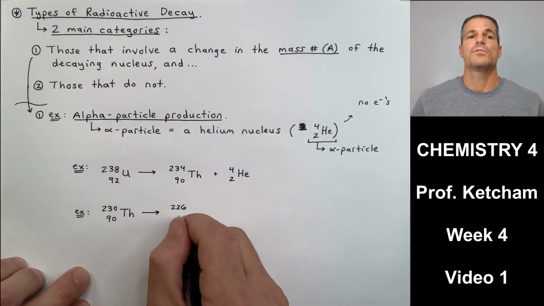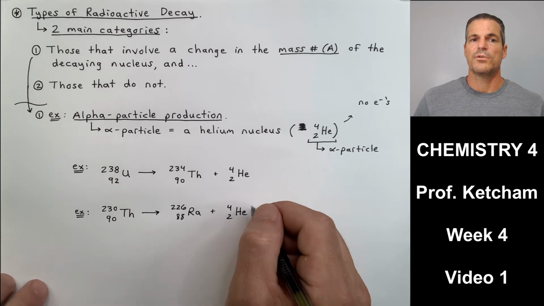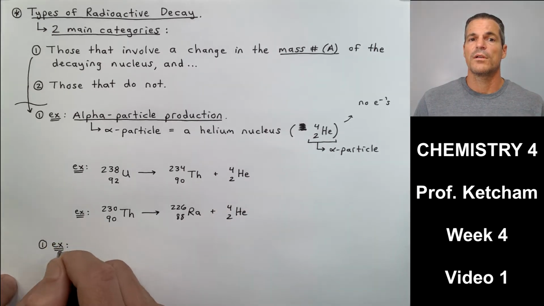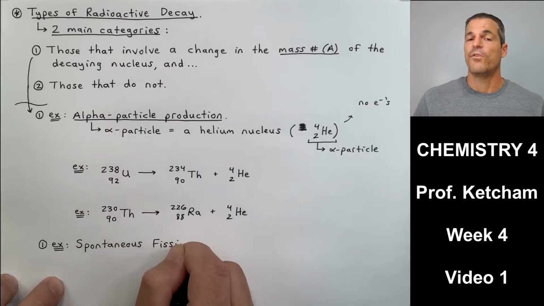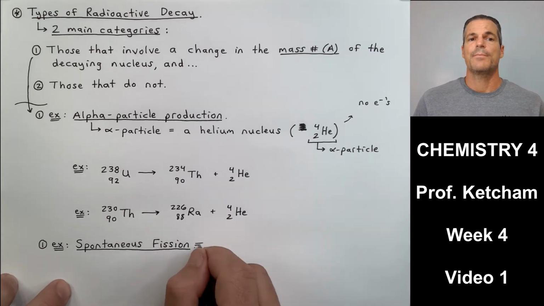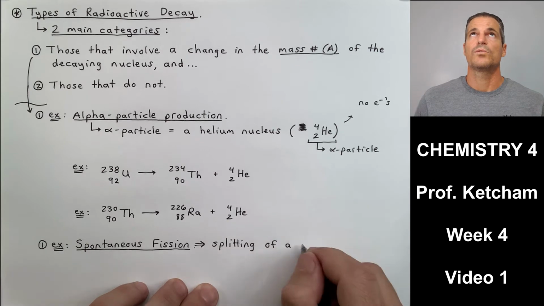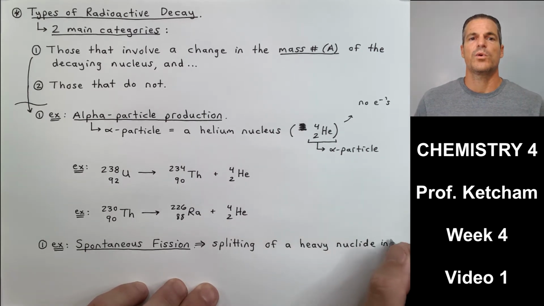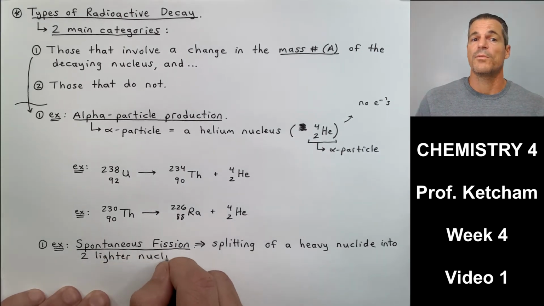Anyway, some examples. Uranium-238, 238-92 U, breaks down to thorium-234, Th, plus helium-4, which is a helium nucleus, an alpha particle. Next example, radium-226 plus helium-4, where helium-4 is my alpha particle.